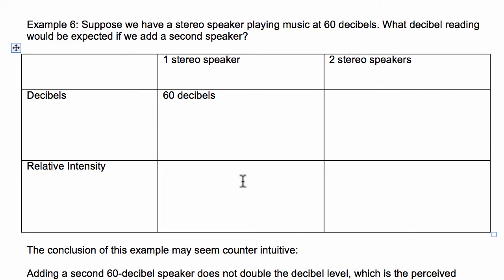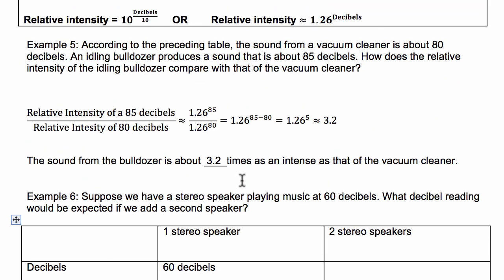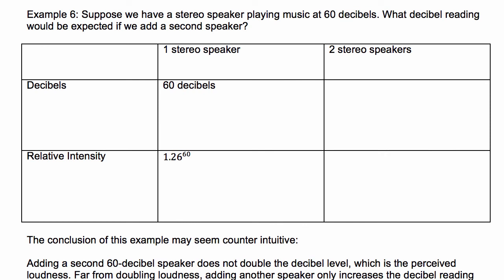To convert this to relative intensity, we'll use one of the formulas from above. Note for our purposes, this approximation will do the job. So according to the formula above, the relative intensity of our one stereo speaker is 1.26 to the 60 power. To double the relative intensity, we'll multiply this number by 2. We get that the relative intensity made by playing two identical stereo speakers at a level of 60 decibels each is 2 times 1.26 to the 60 power.